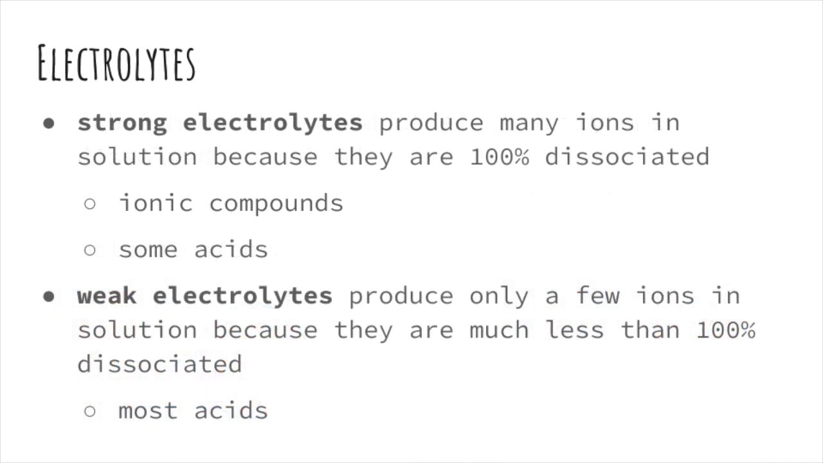A substance that produces many ions in solution is called a strong electrolyte. Strong electrolytes, like ionic compounds and some acids, will completely dissociate in solution. A weak electrolyte doesn't completely dissociate, so it doesn't produce as many ions. The only weak electrolytes we'll consider in this course are weak acids, but we'll discuss those at a later date.